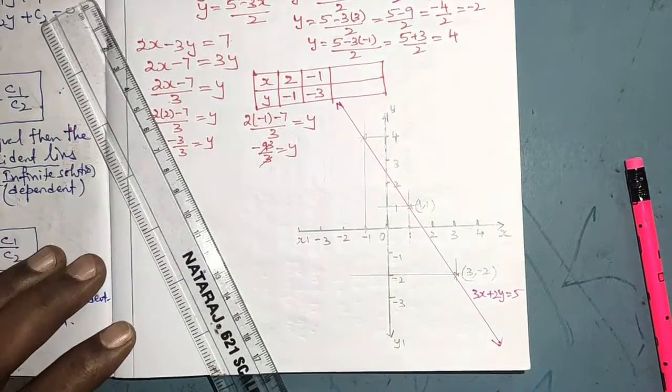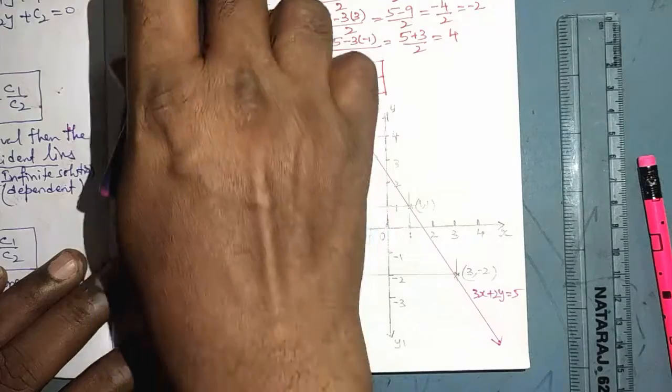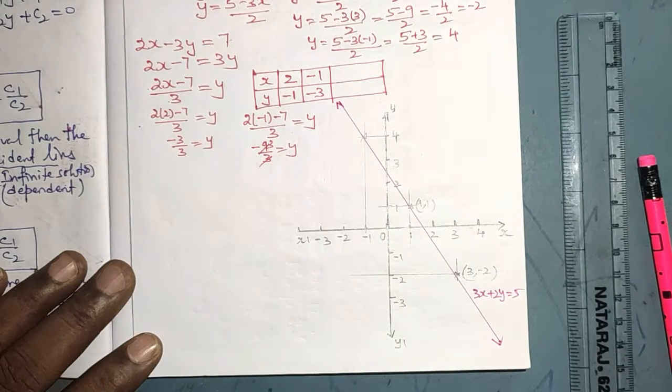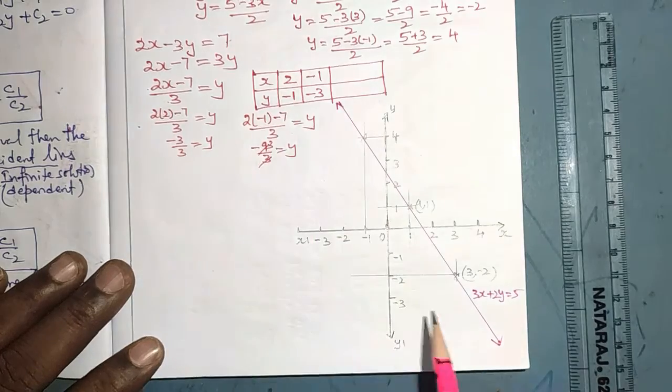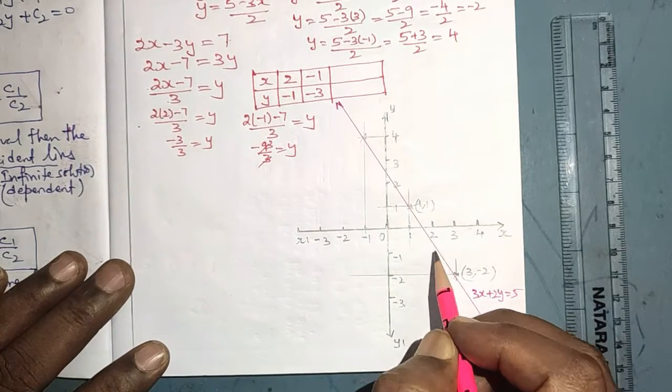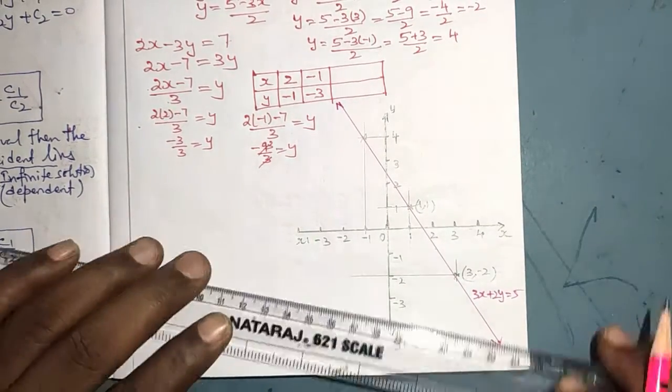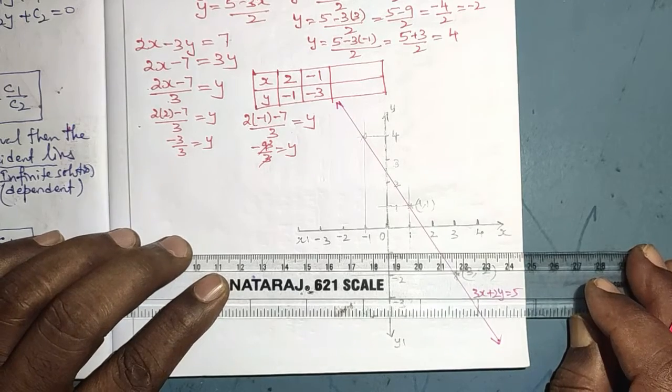Right. Now before drawing the graph, we identified that these 2 lines will intersect. Now I will plot these points. x is 2, y is minus 1. Where is that? I am going to get this point somewhere here.